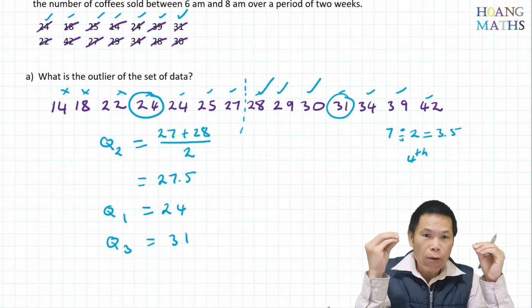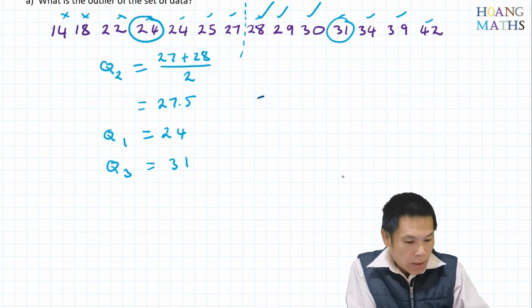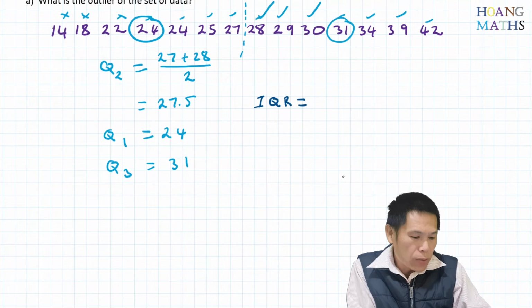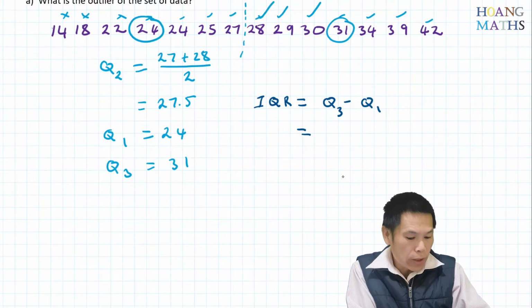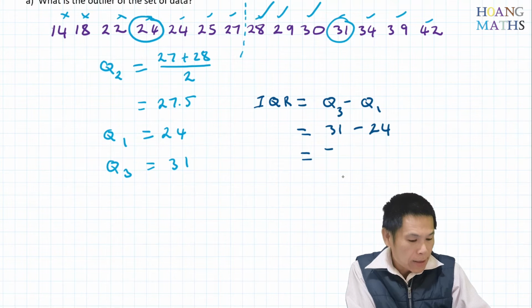Now, to work out the outliers, we need to work out the interquartile range first. IQR is equal to Q3, the upper quartile, minus the lower quartile, which is Q1. So Q3 is 31, and Q1 is 24. So therefore, the answer is 7.